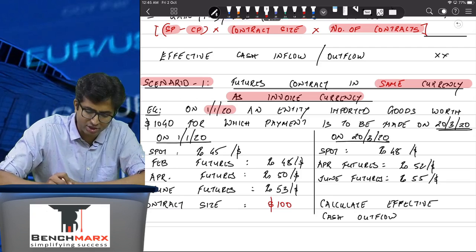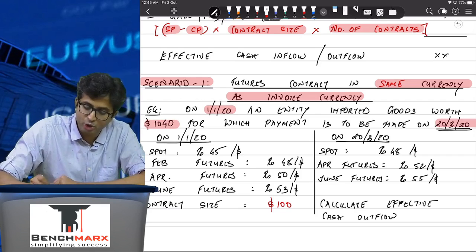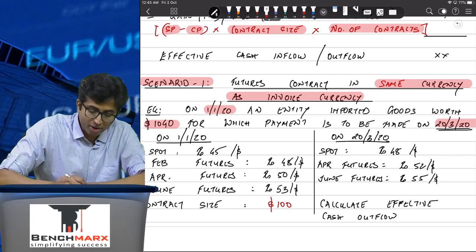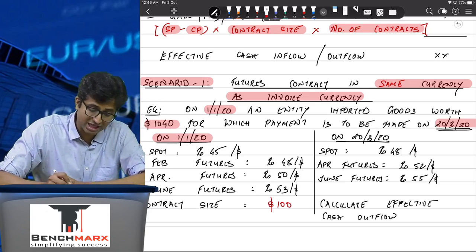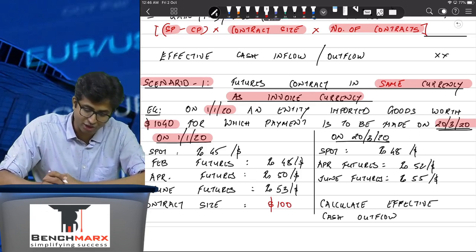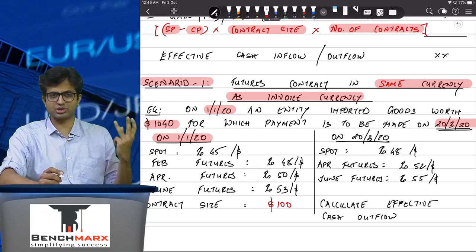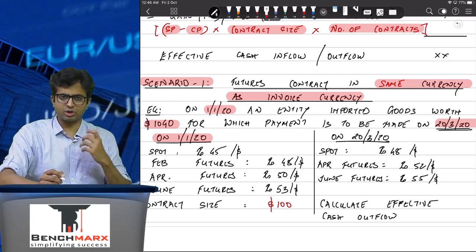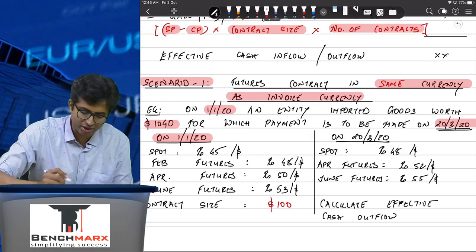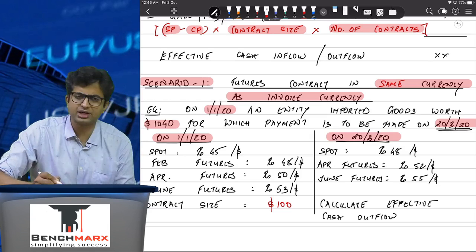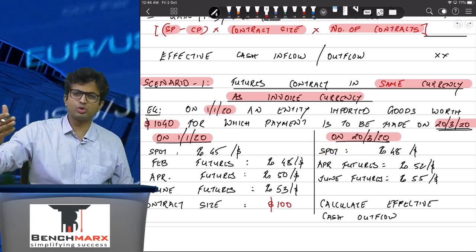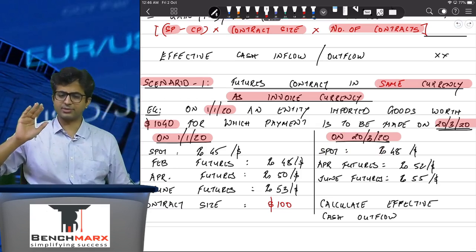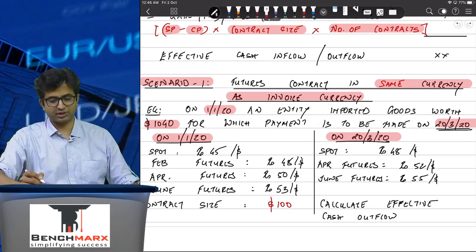For example, on 1st January, an entity imported goods worth $1040 for which payment is to be made on 20th of March. On 1st of January, you have been given various items. You have the spot rate as 45, February futures at 48, April futures at 50, and June futures at 53. So you have 3 futures contracts. Which contract you select is going to be critical over here. And on 20th of March, that is the date of settlement, you are again given the spot rate, and the April and the June futures, because February futures must have already expired. Calculate the effective cash outflow.